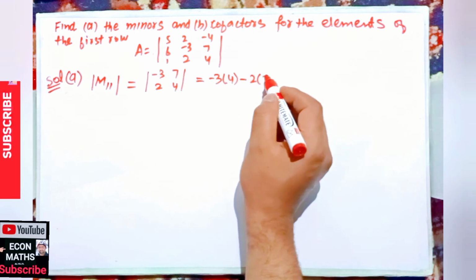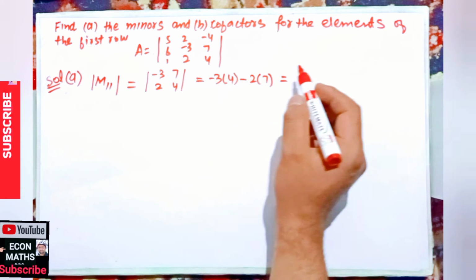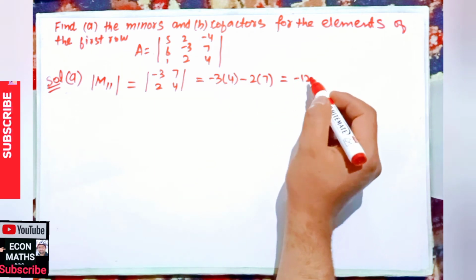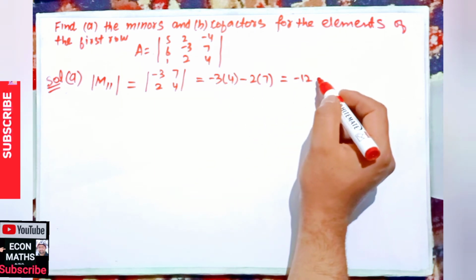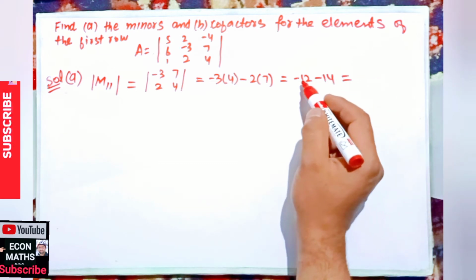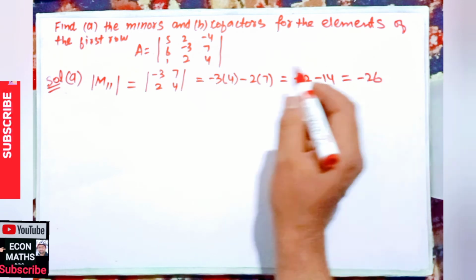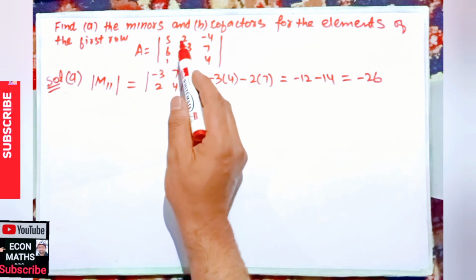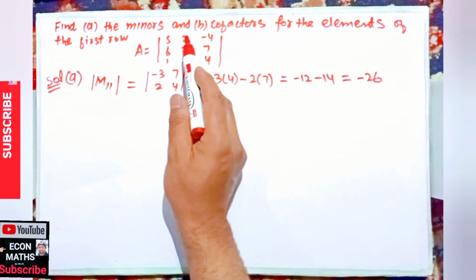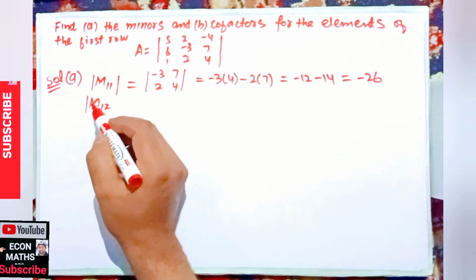This is 2 and 2 multiplying it with 7. So this is 3 4s are 12 minus 12, and here it is -14. So now this is equal to -12 and -14, that is -26. This is the first minor. Now the minor at this position, that is at the second element, is denoted by M12.